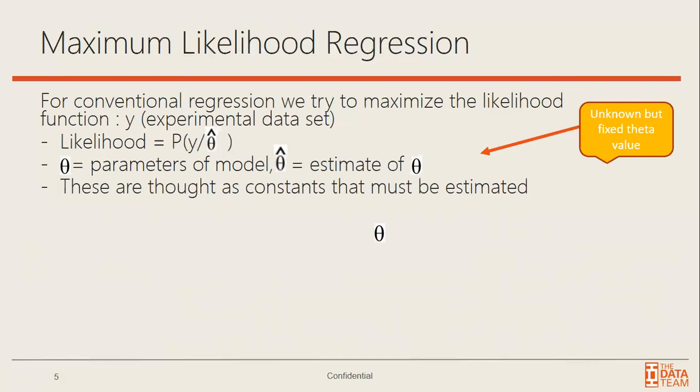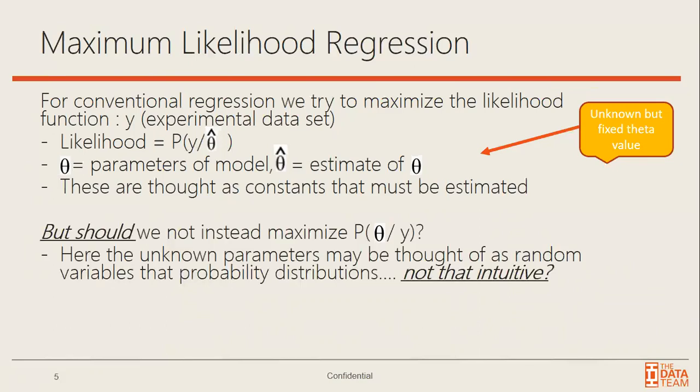So we are using the product of the probabilities, and then we maximize that by differentiating with respect to theta. Theta is the parameter of the model. So what happens is you get an estimate for theta. Under the conventional method, we assume that theta is unknown and we're trying to find the maximum value, right? So theta is considered to be unknown, but fixed. So that is the way we look at the maximum likelihood method of regression.